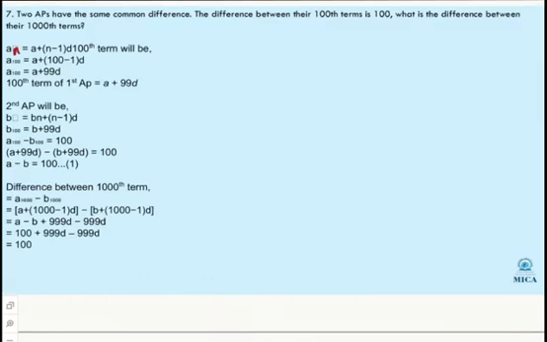Two APs have the same common difference. The difference between their 100th terms is 100. What is the difference between their 1000th terms? So we all know the formula an is equal to a plus n minus 1 d. Then the 100th term of the first AP will be a plus 99d, and the second will be b plus 99d. So what they have given is the 100th term of the first AP minus the 100th term of the second AP is equal to 100.